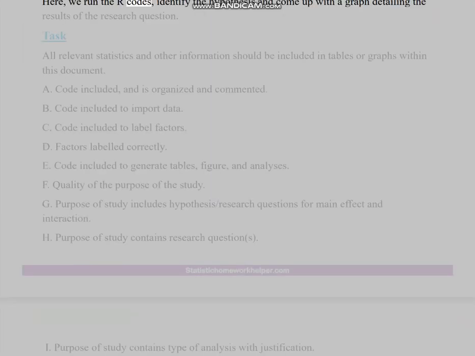Here, we run the R codes, identify the hypothesis, and come up with a graph detailing the results of the research question. Task: all relevant statistics and other information should be included in tables or graphs within this document.